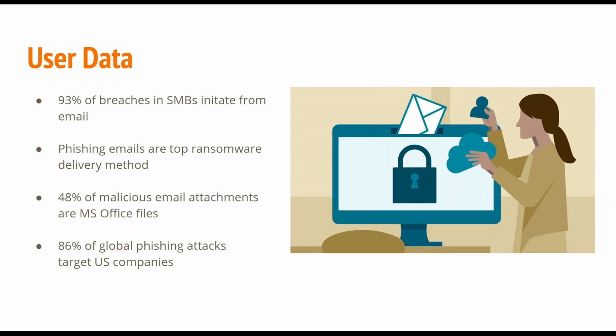With respect to ransomware, phishing emails are tops as far as delivery method. That's not surprising given how the personal information is used to get you actually to click the link and trigger the download. Interestingly enough, 48% of malicious email attachments are identified as Microsoft Office files, whether they are or not. And that's an issue because if I'm sending you a Word document or Excel spreadsheet, it looks like it's coming from me, I'm someone you trust, you're more apt to click on the attachment and open it, triggering the damage. And what's also interesting is 86% of global phishing attacks are targeting U.S.